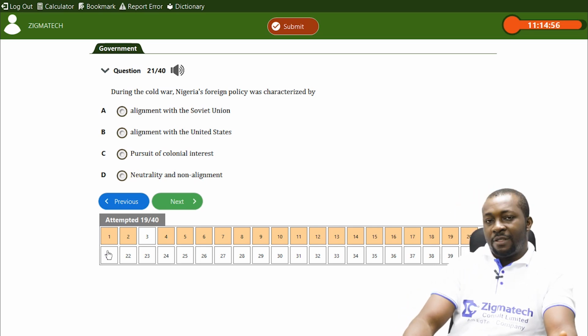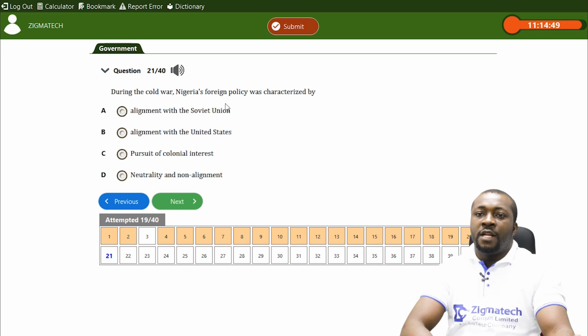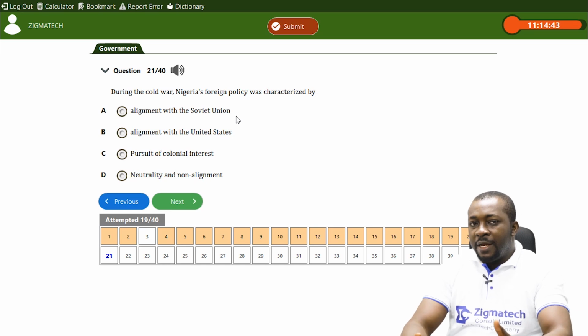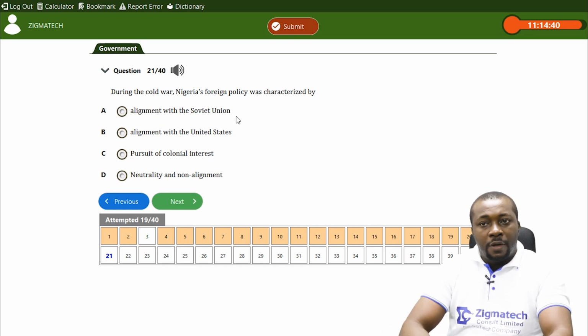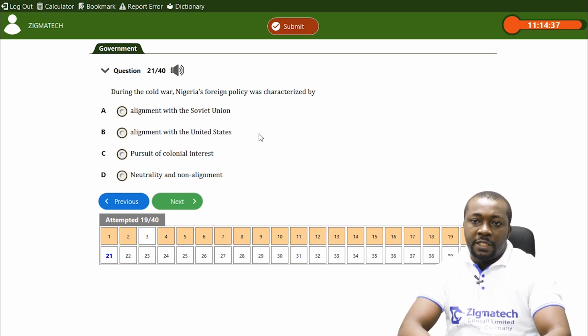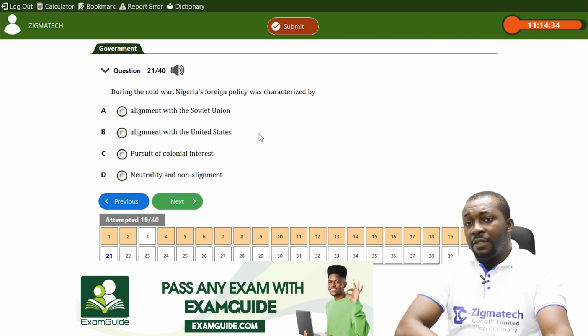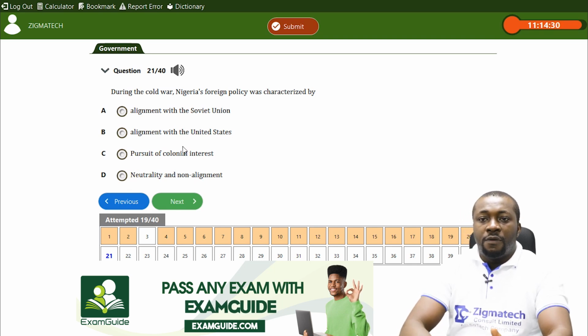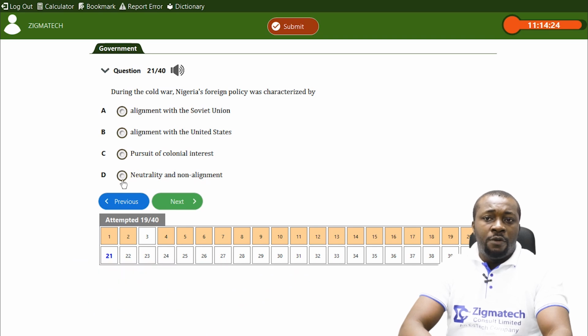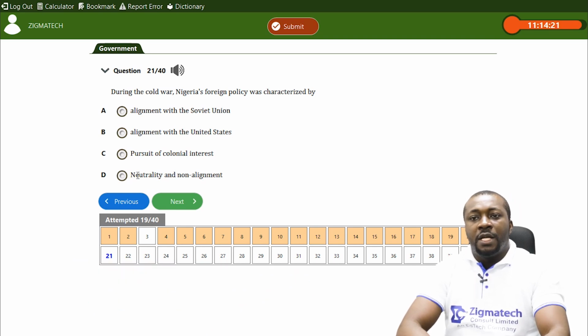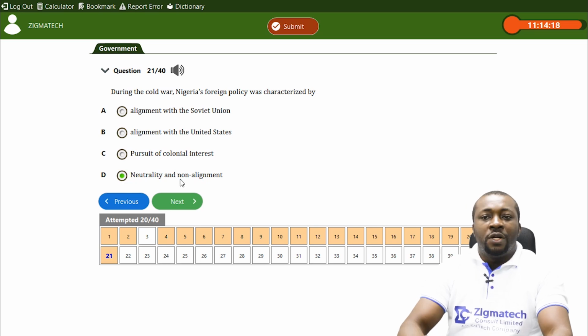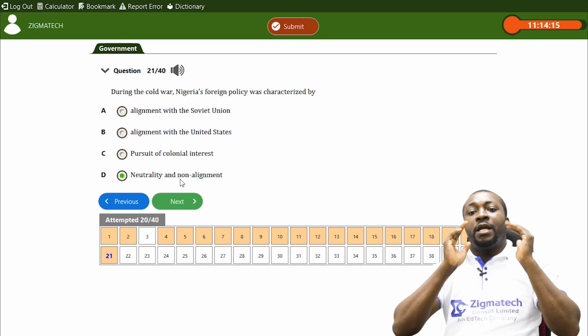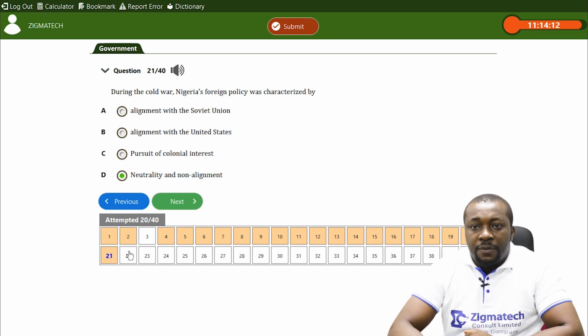Nigeria joined this non-alignment movement. So the question: during the Cold War, Nigerian foreign policy was characterized by alignment with the Soviet Union, that is USSR and Eastern Europe, the Warsaw Pact group? No, Nigeria did not align. Alignment with the United States and Western Europe, the capitalist bloc? No, Nigeria did not align. Pursuit of colonial interests? Nigeria did not have any colony, let alone pursue colonial interests. Rather, D, neutrality and non-alignment is what our foreign policy was characterized by, not taking side with any of the power blocs, in order to promote international peace and security.